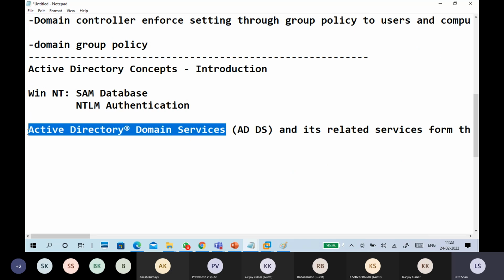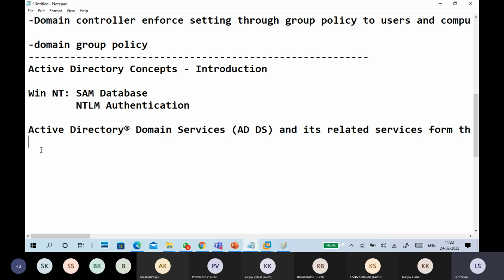Why did we get Active Directory Domain Services? Because multiple services came into the market under Active Directory. One is Active Directory Domain Services, then Certification Services, ADRMS, Rights Management Services, and AD LDS, Lightweight Directory Services. Something is missing: Federation Services. Yes, so totally 5 Active Directory services are there.